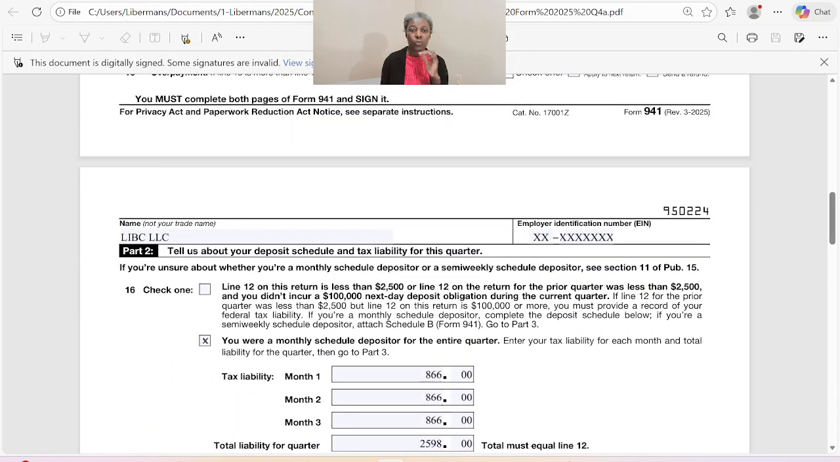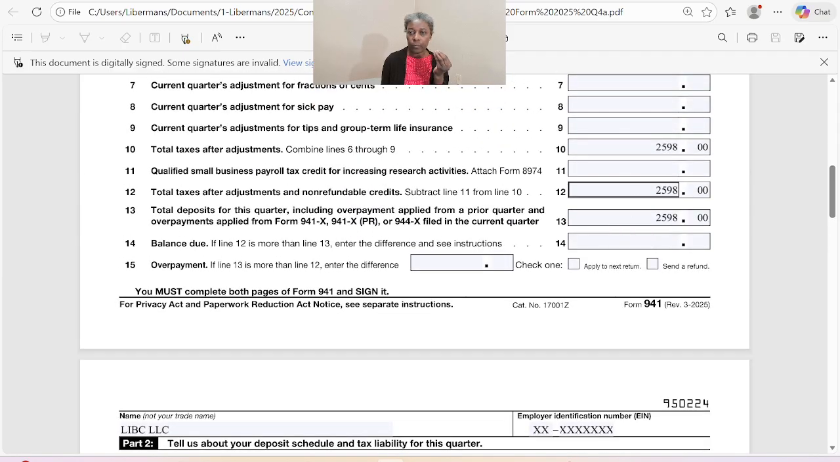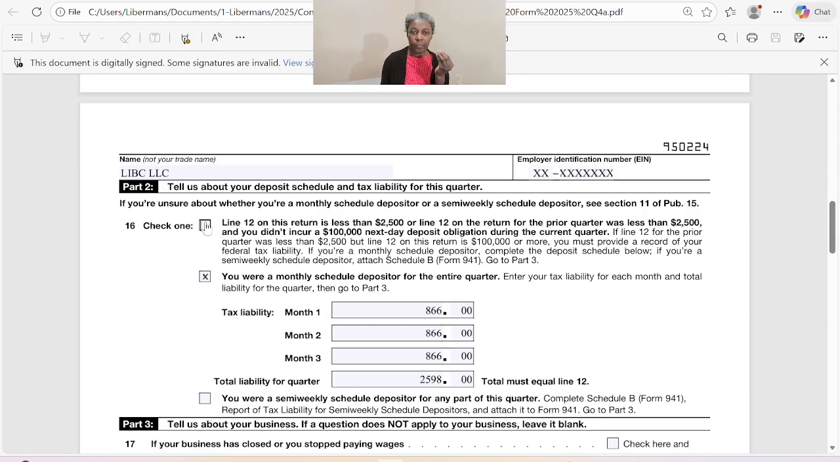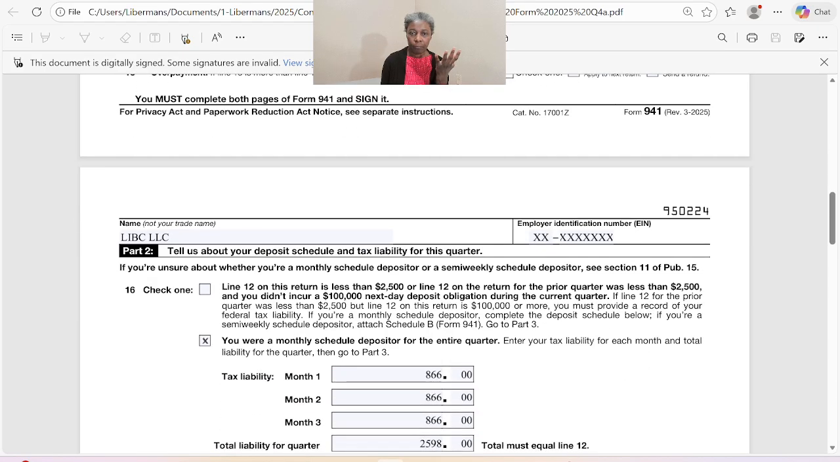So now we are going to go to part 2. Part 2, again, your business legal name, not DBA, legal name, your business identification number. So if your line 12 is less than 2,500, you will check this box and then you will go to part 3. In this instance, we are $99 more than that, because it has to be less than 2,500 and we are 2,598.